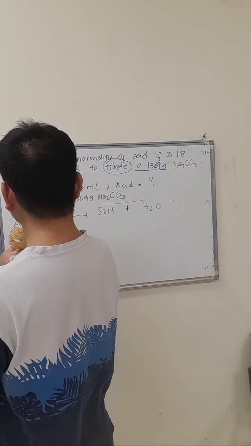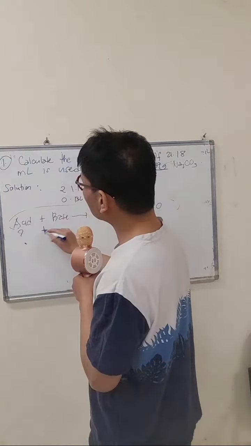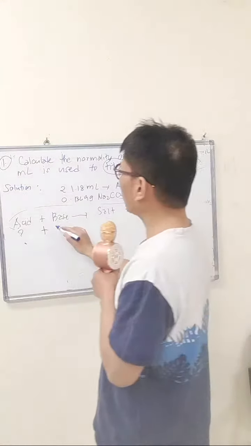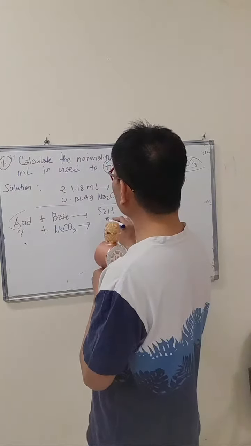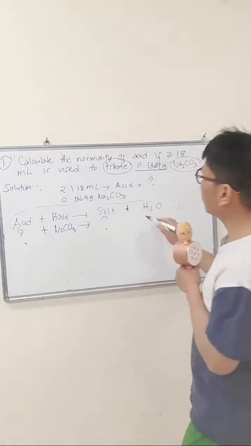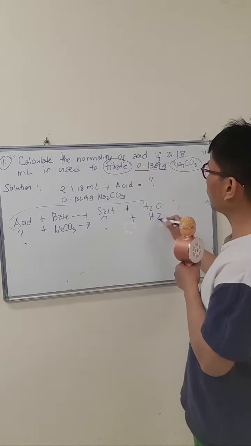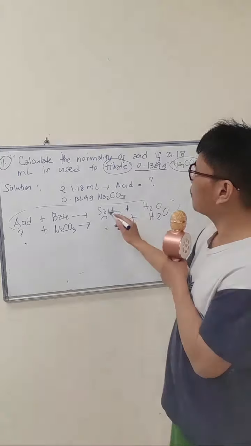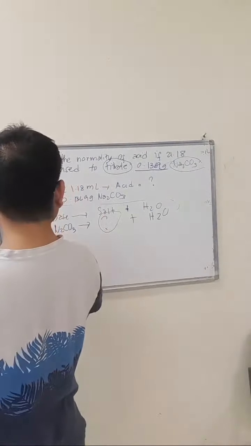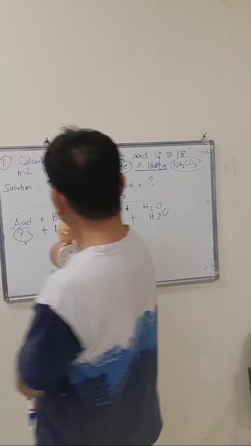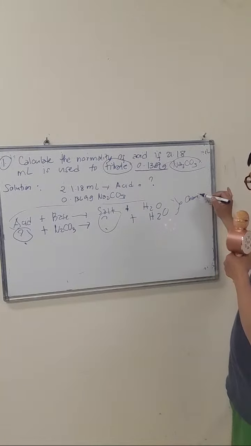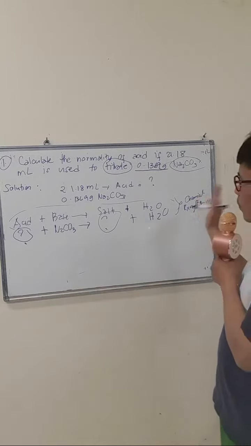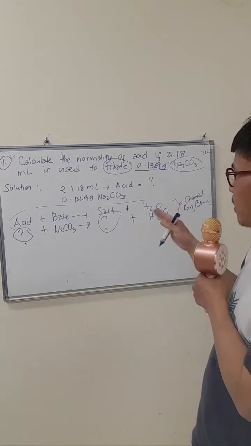So acid. What is your acid? Unknown. Question mark. Plus base. What is your base? It is sodium carbonate. So it will produce a salt which you don't know, plus water. So you have two unknowns, your salt and the acid, in your reaction. This is a chemical reaction or chemical equation. Chemical RXN and chemical equation EQN. And you have to balance the equation. We cannot balance it because the acid is missing and the salt is missing.